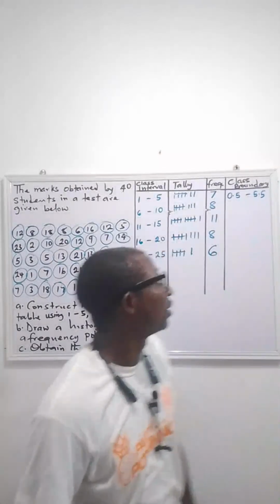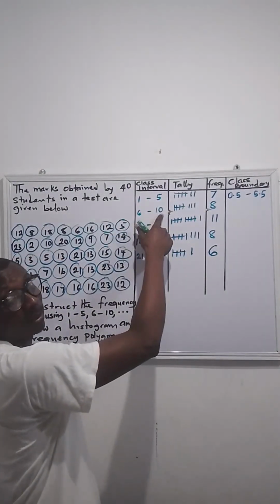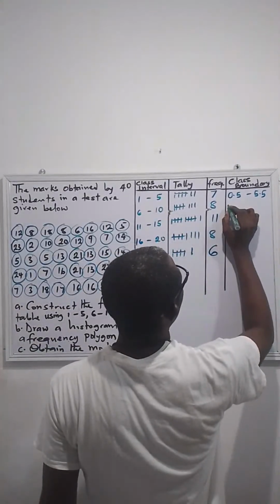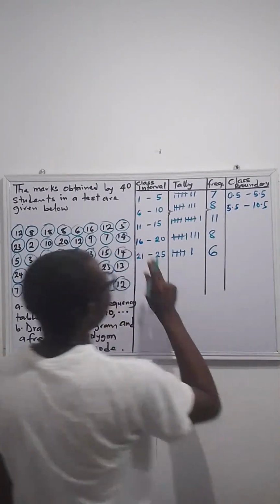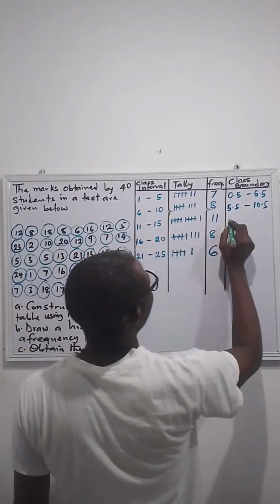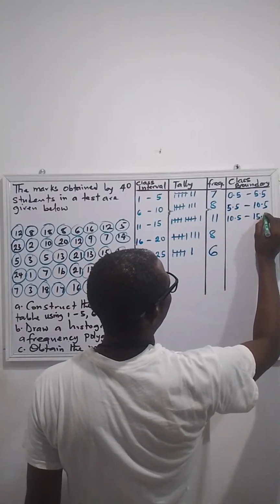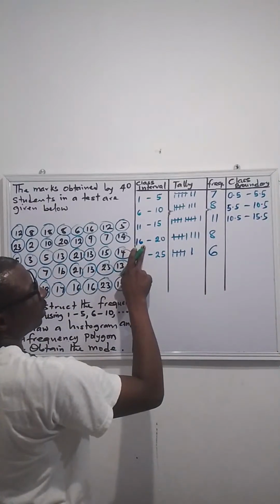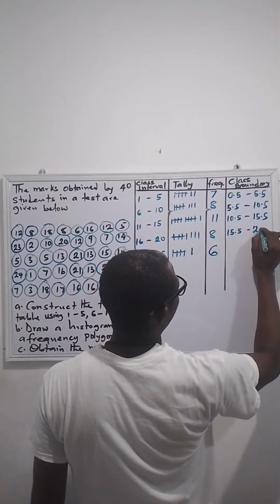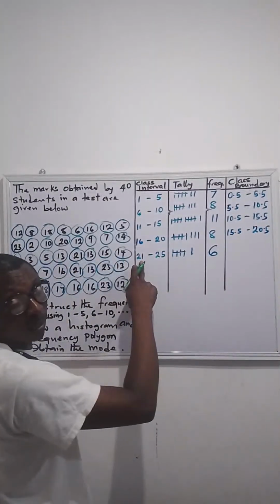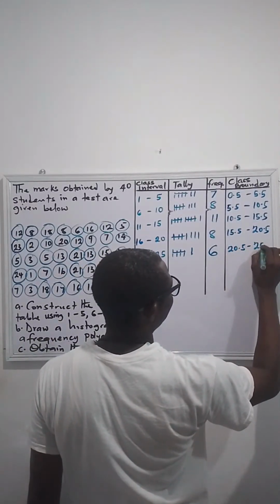All right, so now we do the same thing here. You take 0.5 from here, you add 0.5 to this, you have 5.5 to 10.5. Now what of this? You have 10.5 to 15.5. Now what of the next one? That's 15.5 to 20.5. And the last one, we have 20.5 to 25.5.